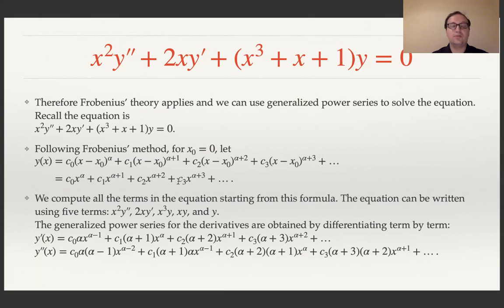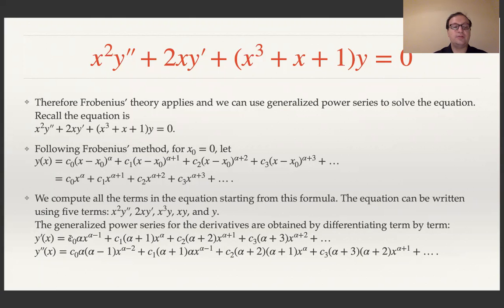So we use this expression for y to write all the 5 terms in the equation as generalized power series. In the equation, we have 5 terms: x squared y double prime, 2xy prime, and then I split the expression involving y into three terms, namely x cubed y, xy, and y. So first, we take the derivative of y in order to get y prime, and we take another derivative to get y double prime.